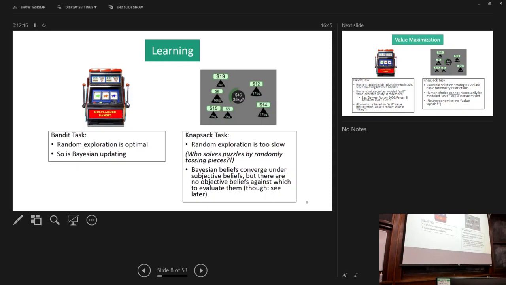And I'll actually show you in experiments what the comparison is between randomly trying to solve this problem and thinking about the problem, that is, following a particular deterministic algorithm.